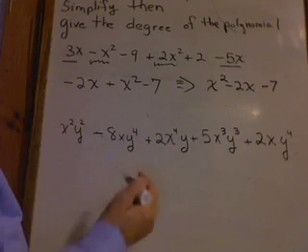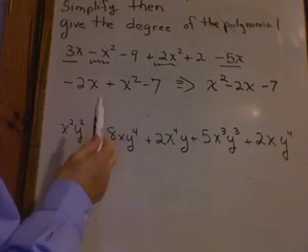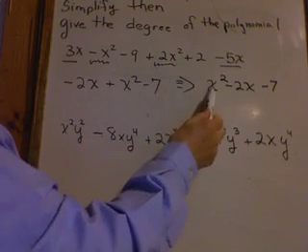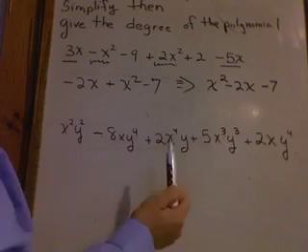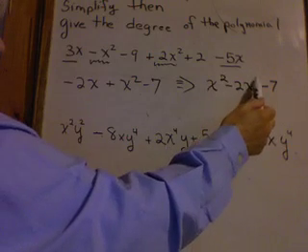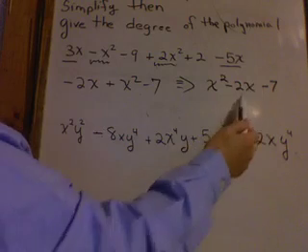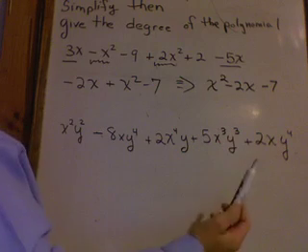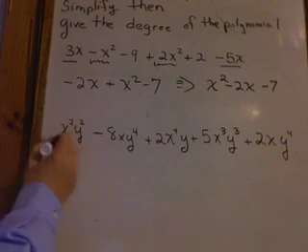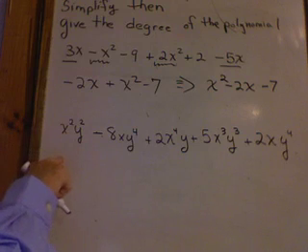The degree is based on the exponent. And so because this exponent is a square, the degree is 2. This has an exponent of 1, so the degree is 1. No exponent here, so degree 0. Now, here's a second problem.